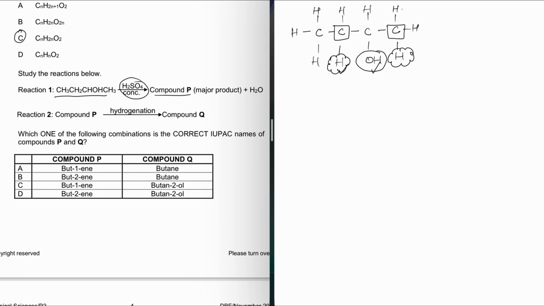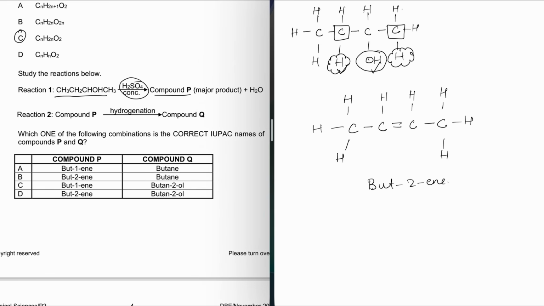So my product is going to be C, C, double bond C, and then a carbon there. Now I'm going to still have my 3 hydrogens here. I'm going to have 1 hydrogen here, 1 hydrogen here, and then still having my 3 hydrogens like so. So the name of this is but-2-ene. And so my options are then going to be B and D.